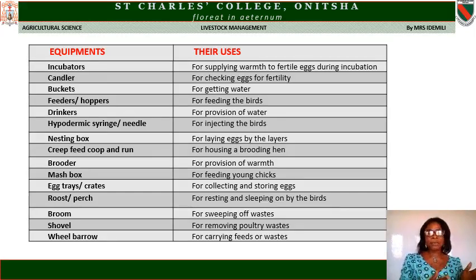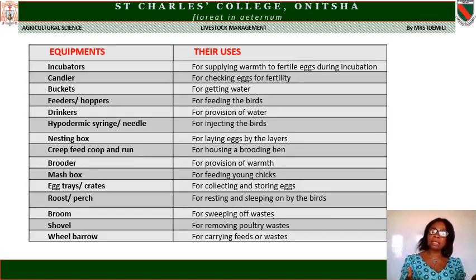The buckets. Buckets are used in getting water into the poultry. The feeders or hoppers for feeding the birds. The drinkers are for provision of drinking water for the animals. Then the hypodermic syringe or the needle. This is for injecting the birds in order to control diseases. Nesting box for laying eggs by the layers. Crib feed, coop and run.